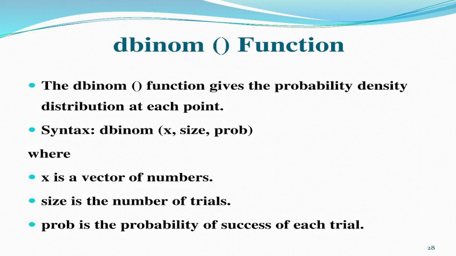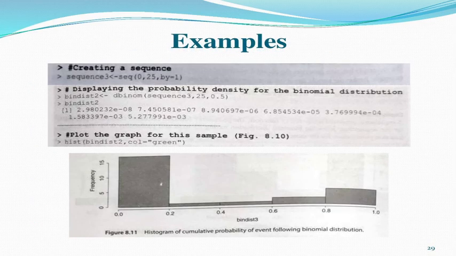The dbinom function gives the probability density distribution at each point. Syntax is dbinom(x, size, prob), where x is a vector of numbers, size is the number of trials, prob is the probability of success of each trial. The sequence function generates a sequence of 25 numbers which are incremented by 1, while the dbinom function calculates the probability density for these 25 numbers for a probability of 0.25. The hist function displays the chart for these 25 values.